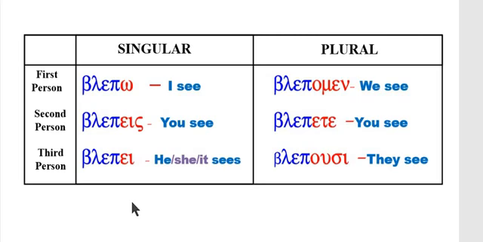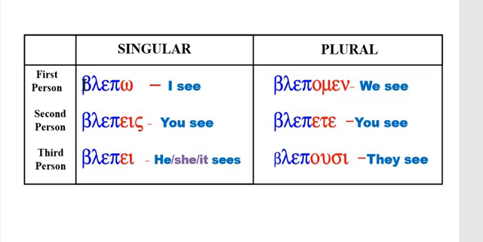Hello brothers, today we are going to look at the verbs. First of all we will look at the verbs, then we will look at the nouns, and then we will begin to translate into Greek some of the English sentences. Here we have already seen some of the verbs earlier.